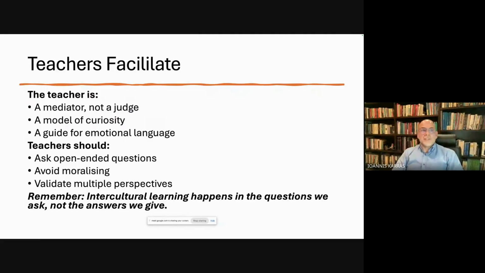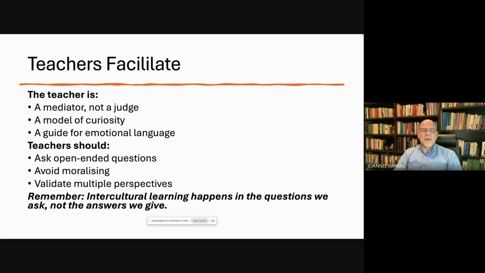As teachers, we facilitate everything. So the teacher is the mediator, not a judge, and a model of curiosity. When you model curiosity, students will also engage in this. And you also become a guide for emotional language. I think as teachers, we should ask open-ended questions, avoid moralizing by all means, and always try to validate multiple perspectives.